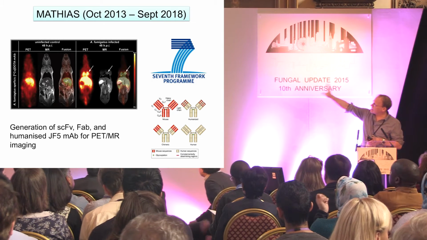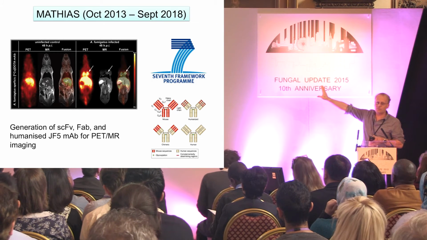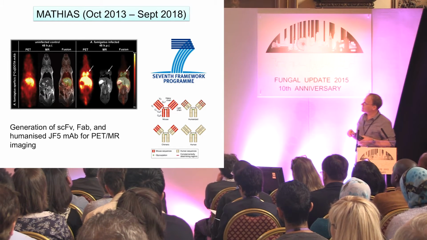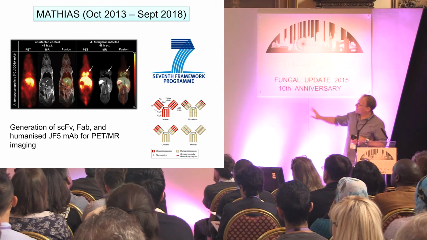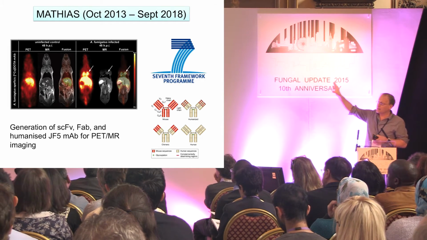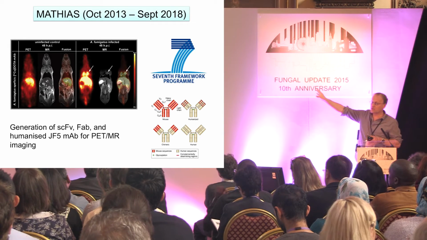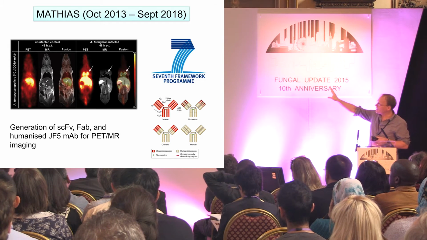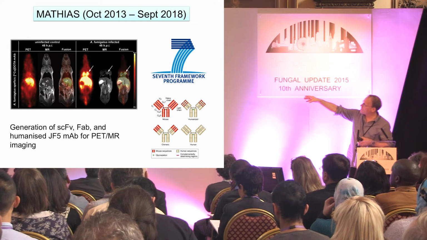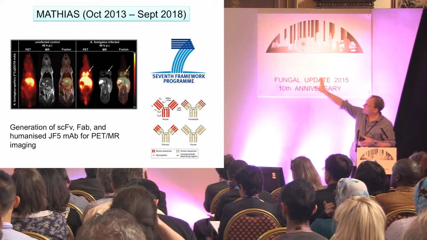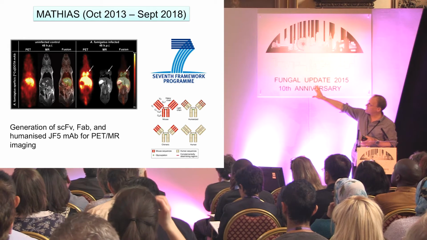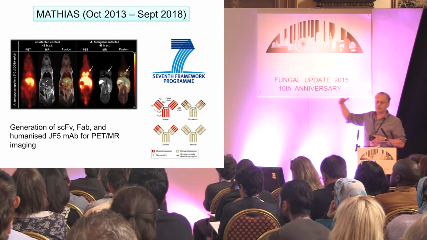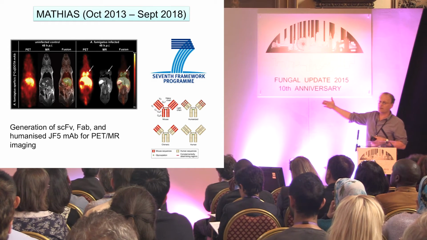So this is the only image I'm allowed to show because the rest of it is all internal data for the project, sadly, but I would have liked to have shown you some more data. On the left-hand side, we have a mouse that's uninfected, unchallenged with Aspergillus. It's been put into a PET MRI scanner, and you can see accumulation of the tracer, copper-64 labeled JF5 antibody, in the liver. But on the right-hand side, where we've got Aspergillus infection, you can see it lighting up the lung tissue. So the whole point about re-engineering it is to make it not accumulate within the liver.